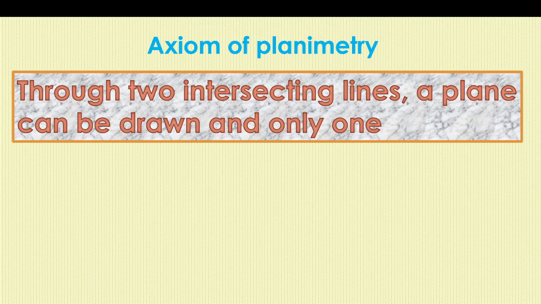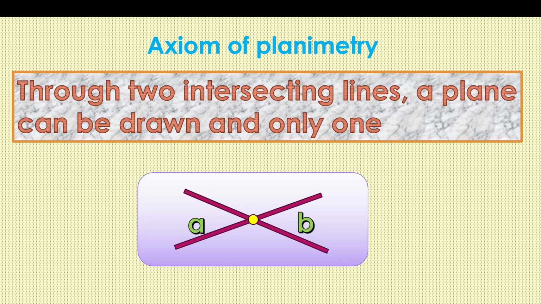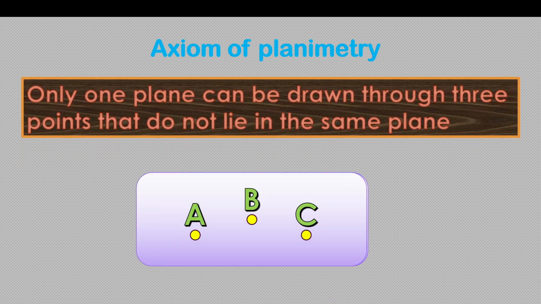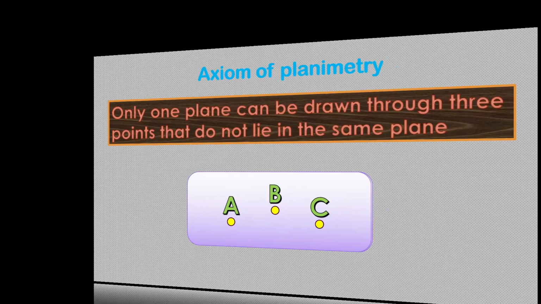Another axiom of planimetry: through 2 intersecting lines, a plane can be drawn, and only one. You see, line a intersects line b, and in this case, we can draw a plane. And the last axiom for today: only one plane can be drawn through 3 points that do not lie on the same line. You see 3 points A, B, C, and they lie in the same plane.